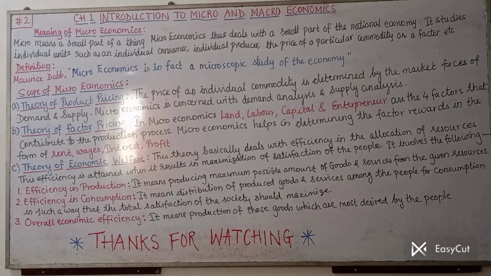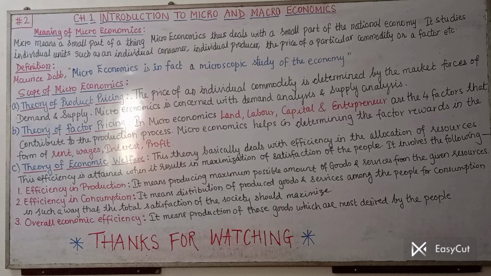Now let us move on to the scope. What is the scope of microeconomics? That means in which areas microeconomics is very useful. So the first area is the theory of product pricing. See, here by product pricing we mean determining the price of an individual commodity. So how is it determined? The price of an individual commodity is determined by the market forces of demand and supply.